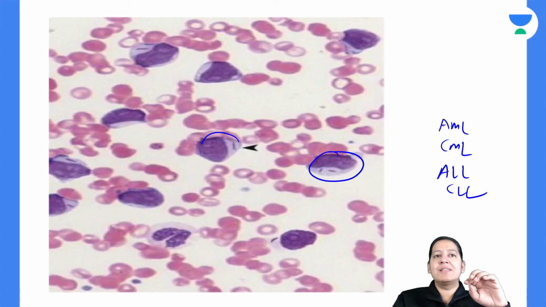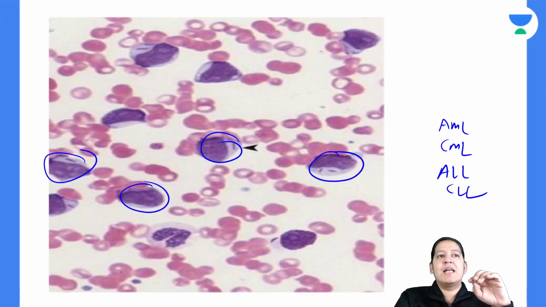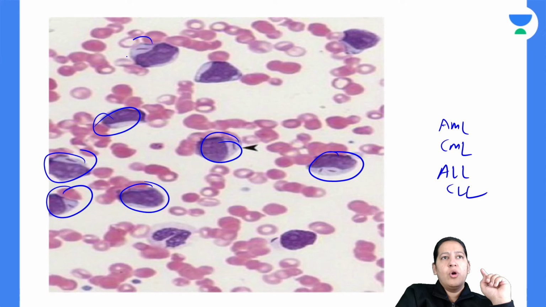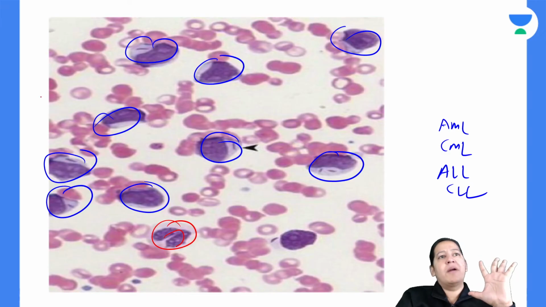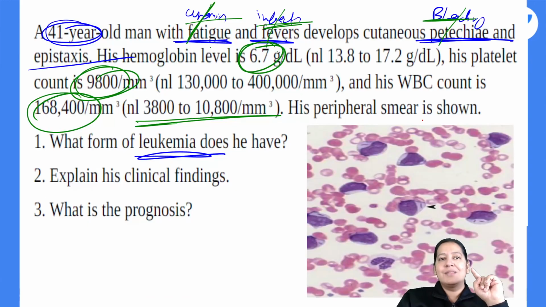All these cells are the same. Only one of them is different, so just neglect it. This one is a band-shaped neutrophil, but the rest are all the same. And most of them have iron rods inside them. Don't miss this iron rod; that is the biggest clue given to you. One type of cell with iron rods, so all these cells are myeloblasts and the answer is AML.